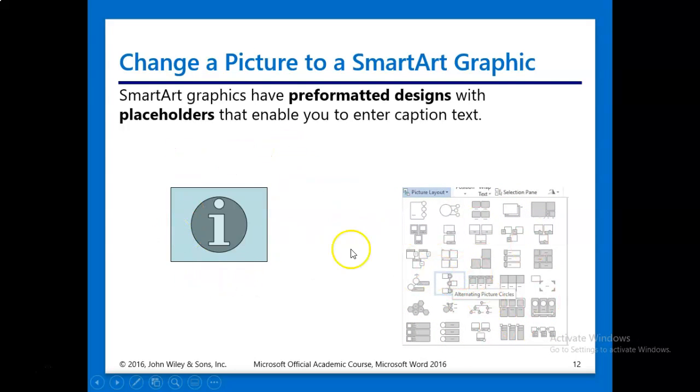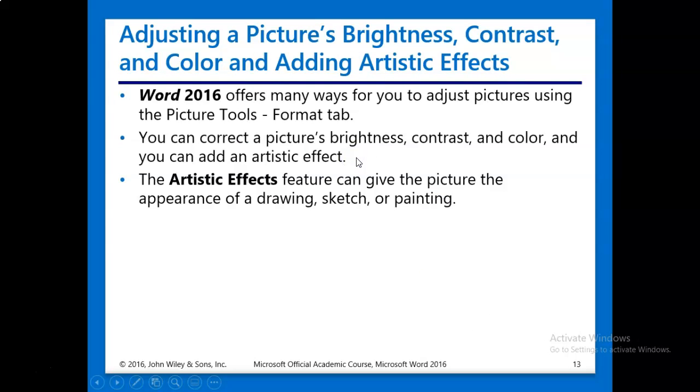And again, another video for you to view: SmartArt graphics. Adjusting a picture's brightness, contrast, and color, and adding artistic effects. Word 2016 offers many ways for you to adjust pictures using the Picture Tools Format tab. You can correct a picture's brightness, contrast, and color, and you can add an artistic effect. The artistic effects feature can give the picture the appearance of a drawing, sketch, or painting, such as what you see on some of the filters for your Snapchats and phones.